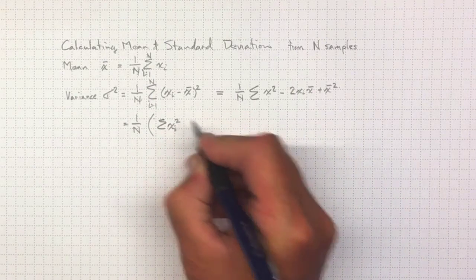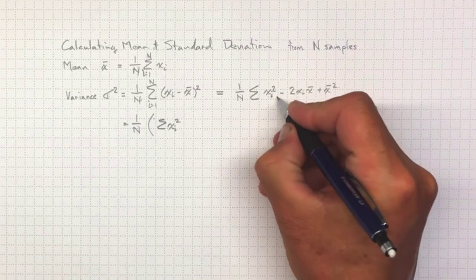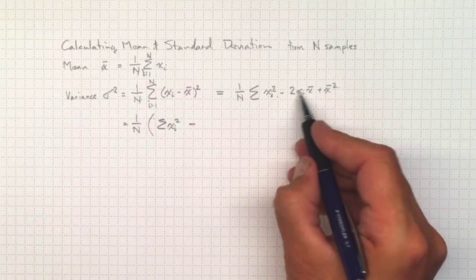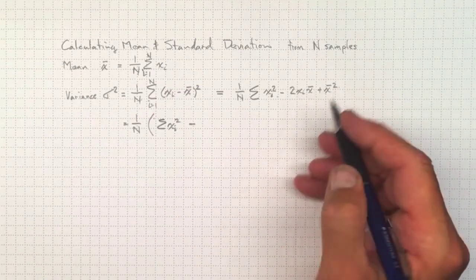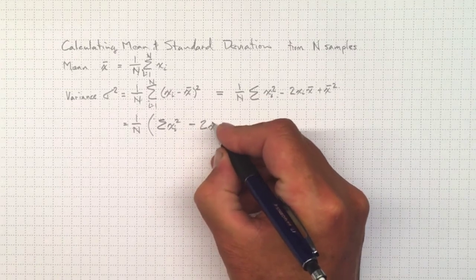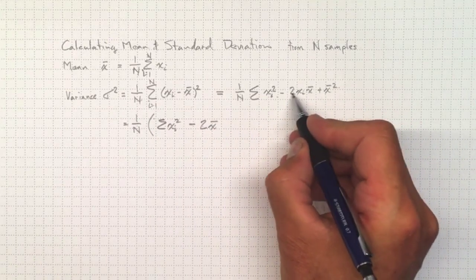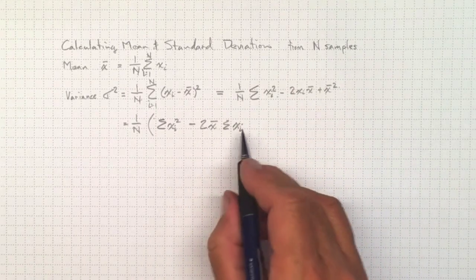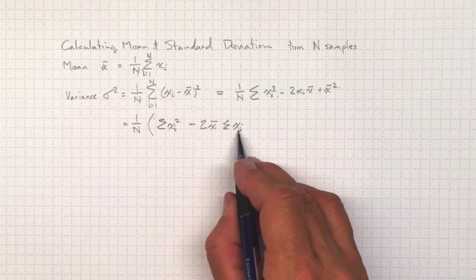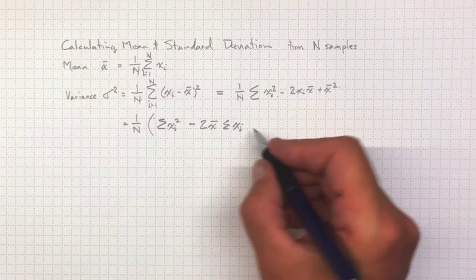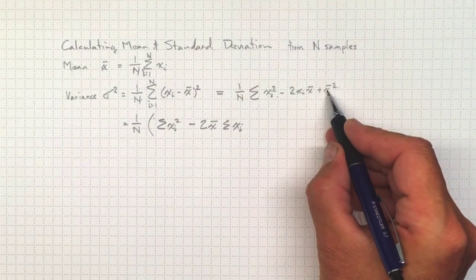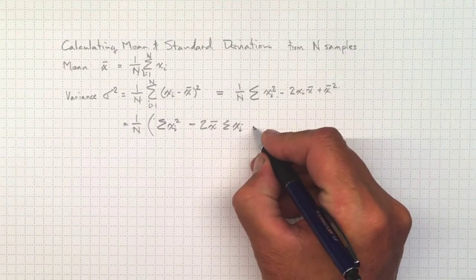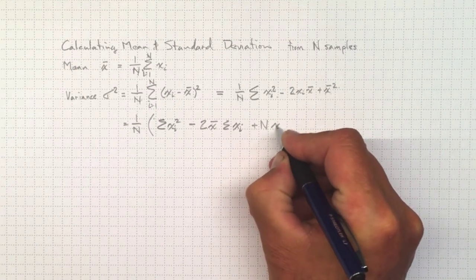sigma xi squared, that's from there. Then we'll have minus 2 x bar times the sum of xi, because these are constants I can take outside the summation. But the sum of xi over n, that's just going to give us back the mean. And then over here we're going to have x bar squared. Well, that's the same over all n of those summations. So that's just n times x bar.